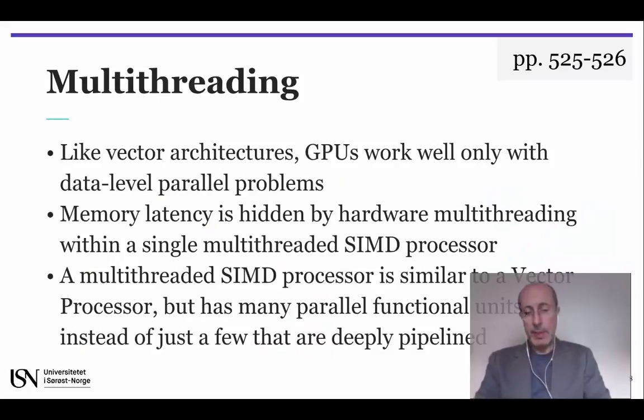GPUs and vector architectures work well with data-level parallel problems, but GPU processors have even more registers than vector processors. As we said a while ago, GPUs overcome memory latency through hardware multithreading within a single multithreaded SIMD processor. This type of processor is similar to a vector processor, but has many functional parallel units instead of just a few that are deeply pipelined.